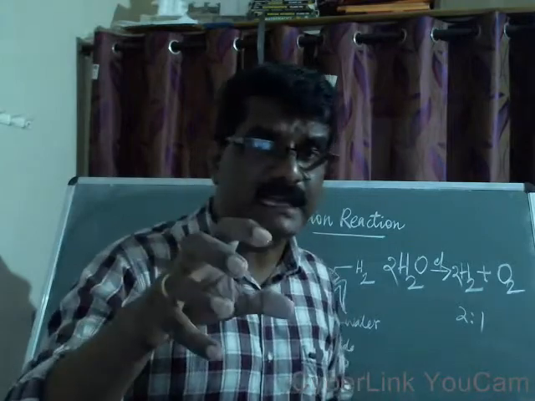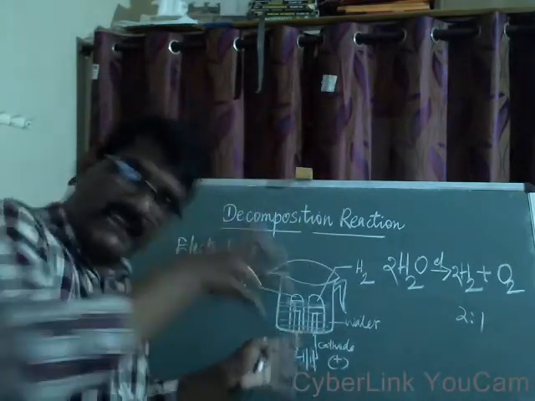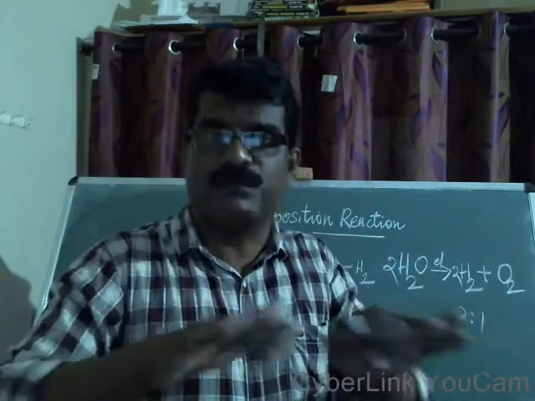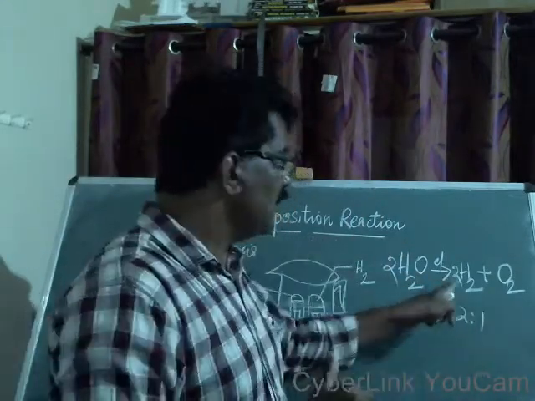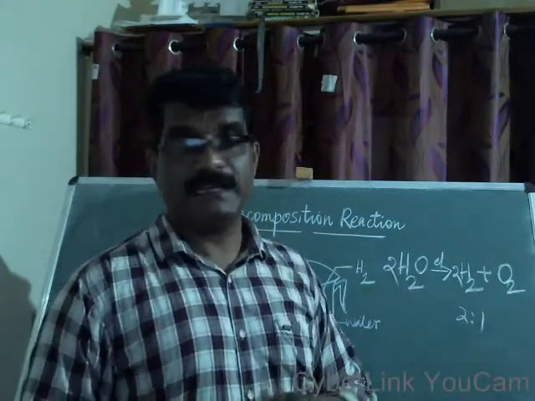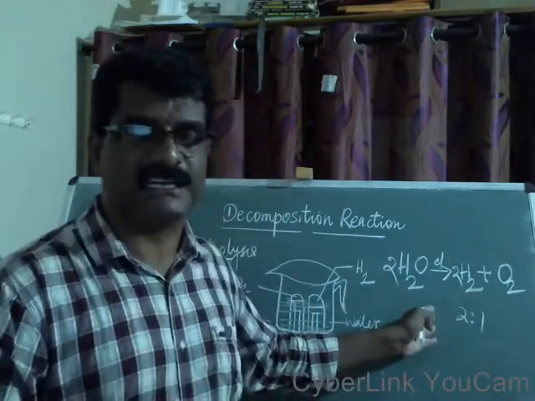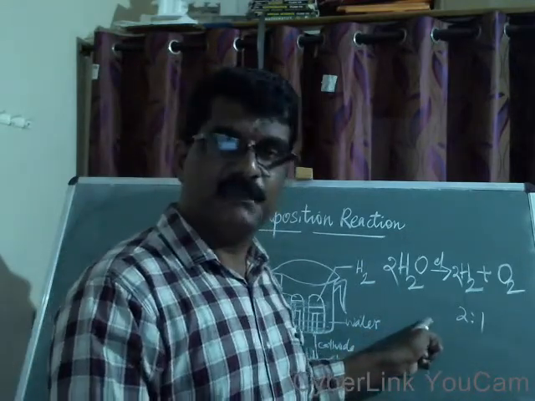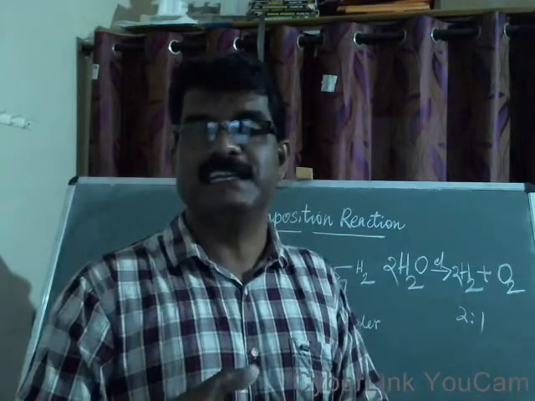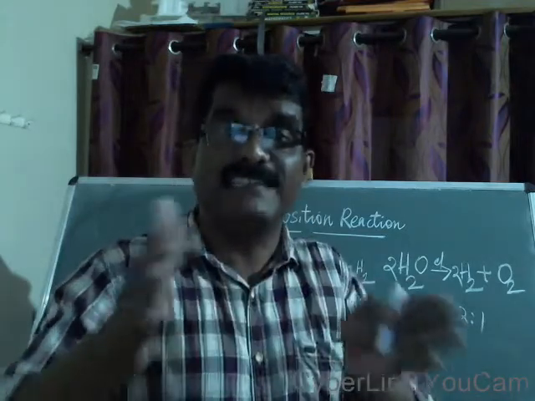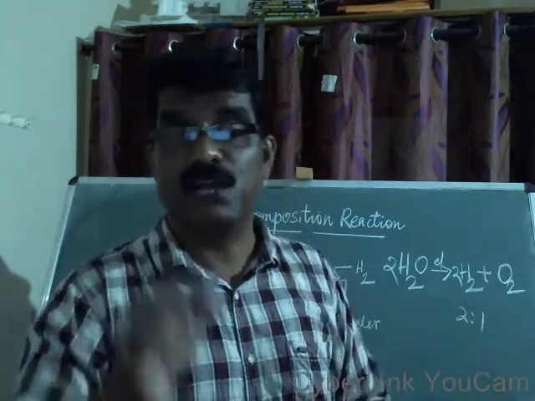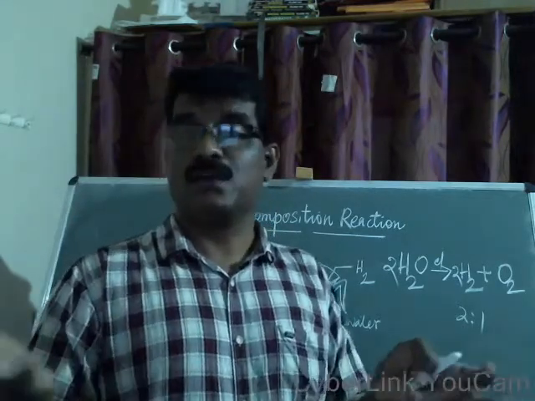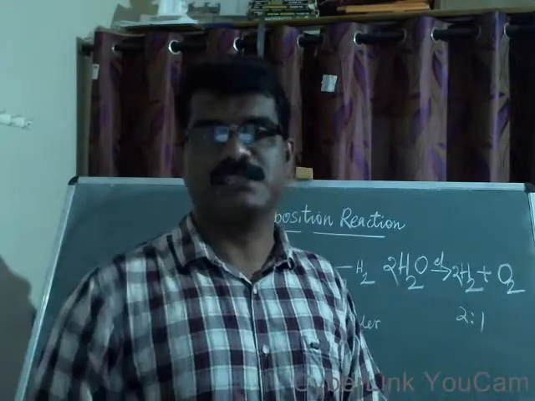So from this what we can understand is that by the application of electricity, we can break the water molecules into hydrogen and oxygen. That means this is an example for decomposition reaction. As this decomposition reaction takes place by the application of electricity, this is known as electrolysis, or we can say electrolytic decomposition reaction. So electrolysis is an example for decomposition reaction.